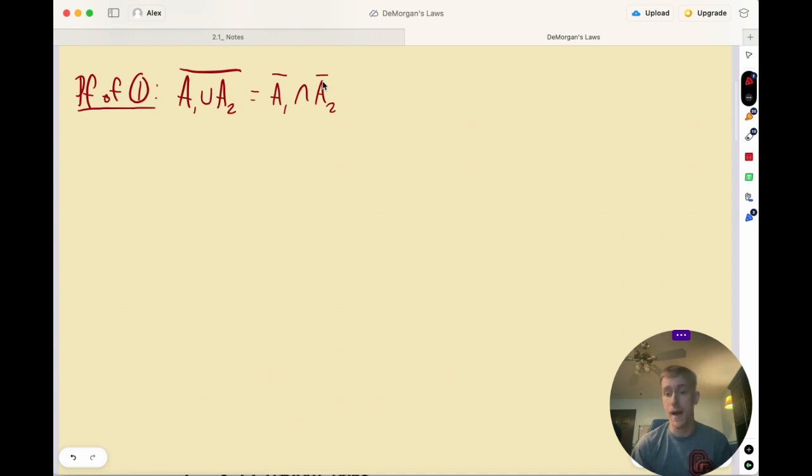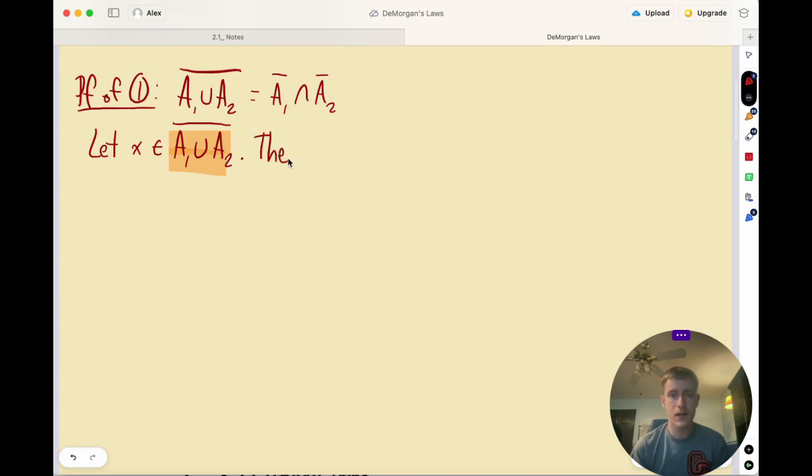So how on earth do we prove that? Well, to prove that two sets are equivalent, you have to show that everything in the first set is in the second set, and everything in the second set is in the first set. The way that we typically do these proofs is we start off by letting x be in the thing on the left, which is a set. And then somehow we have to show that x is also in here. x is going to be in some really complicated mess, but the important part to note is that x is going to be in the complement of some set.